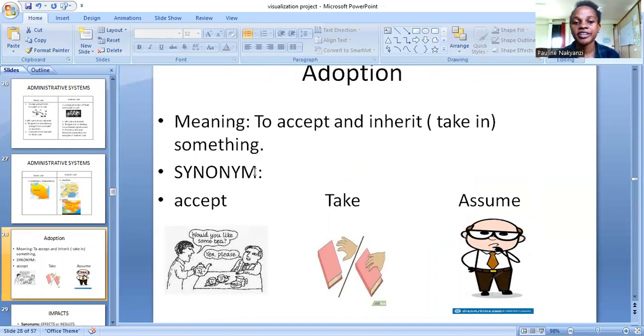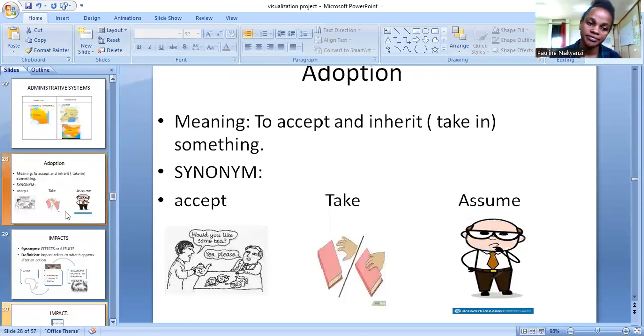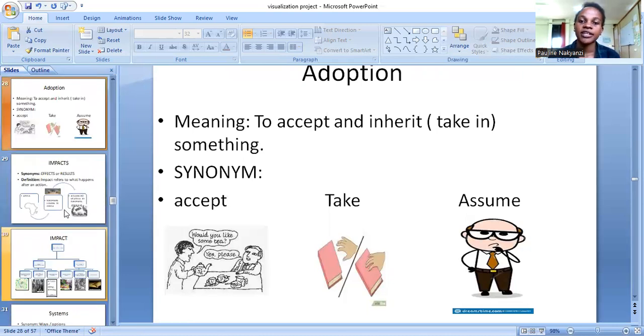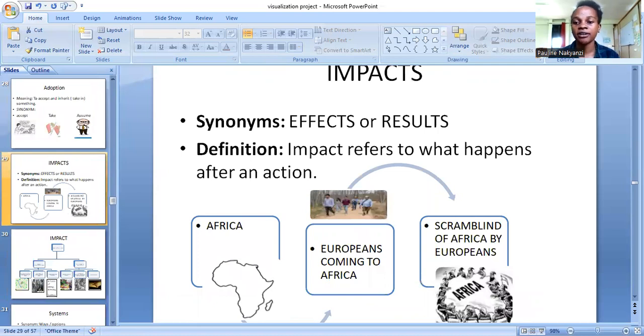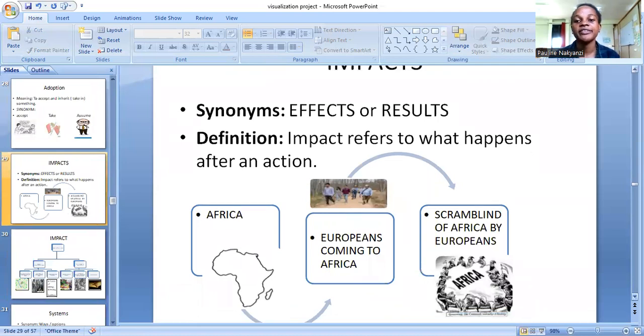And as you can see, there are alternative words: accept, take, and assume. And I used quick drawings, then the diagram and the picture to express it. And I used the cause and effect graphic to explain the word impact with the synonyms, effects, or results.